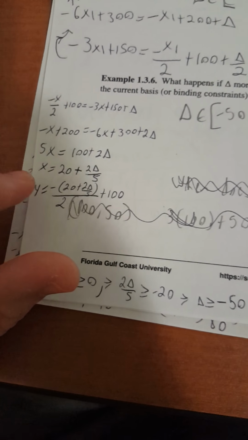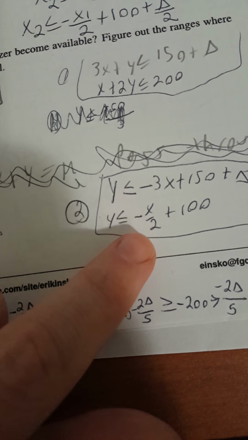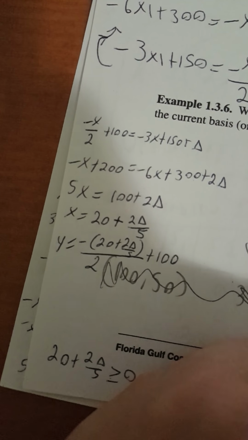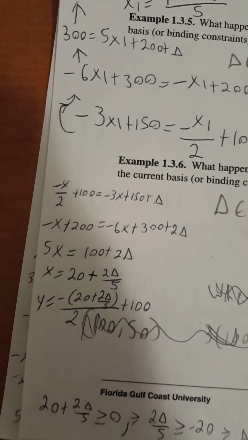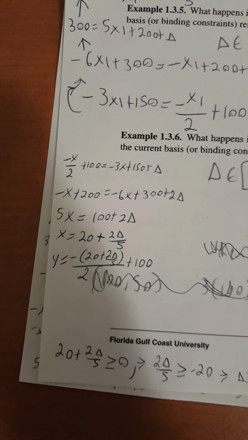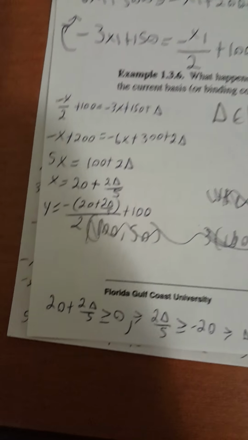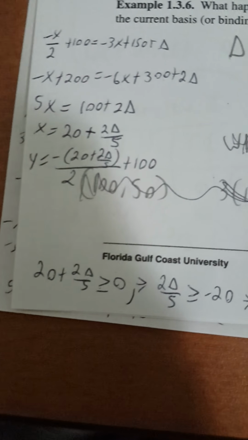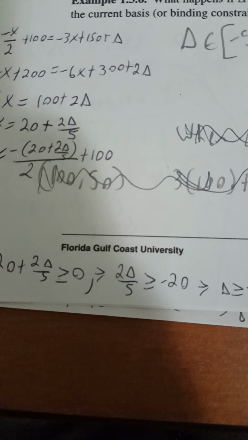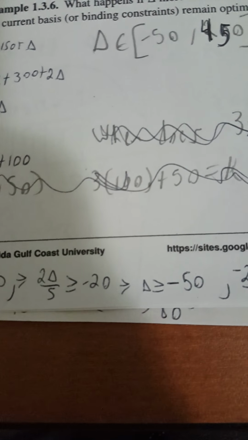So 20 plus 2 delta over 5. So we're going to have y less than or equal to negative (20 plus 2 delta over 5) over 2 plus 100. Well, that's exactly what happened right here. So we got the two things again, and now we're going to set them greater than or equal to 0. So you subtract 20, 2 delta over 5 greater than negative 20, multiply it by 5, divide by 2, and delta greater than or equal to negative 50.